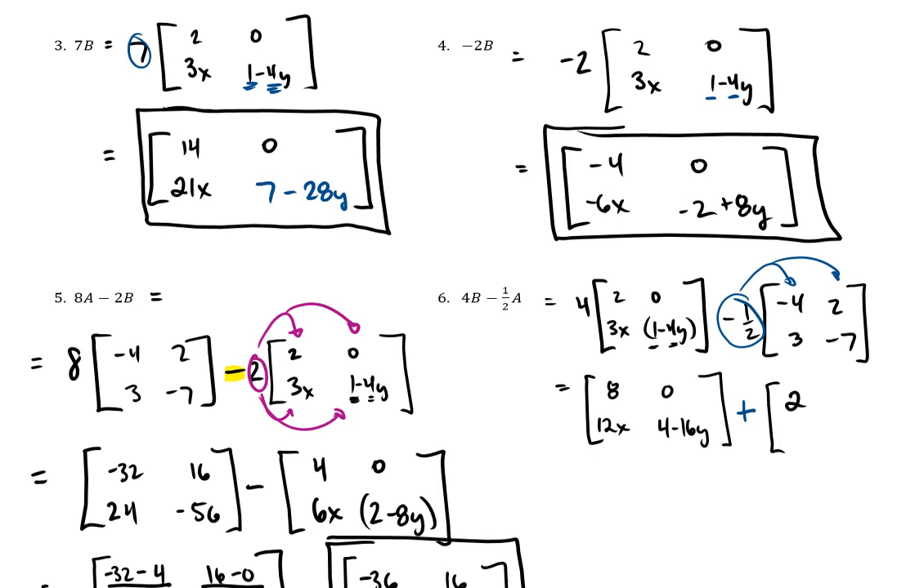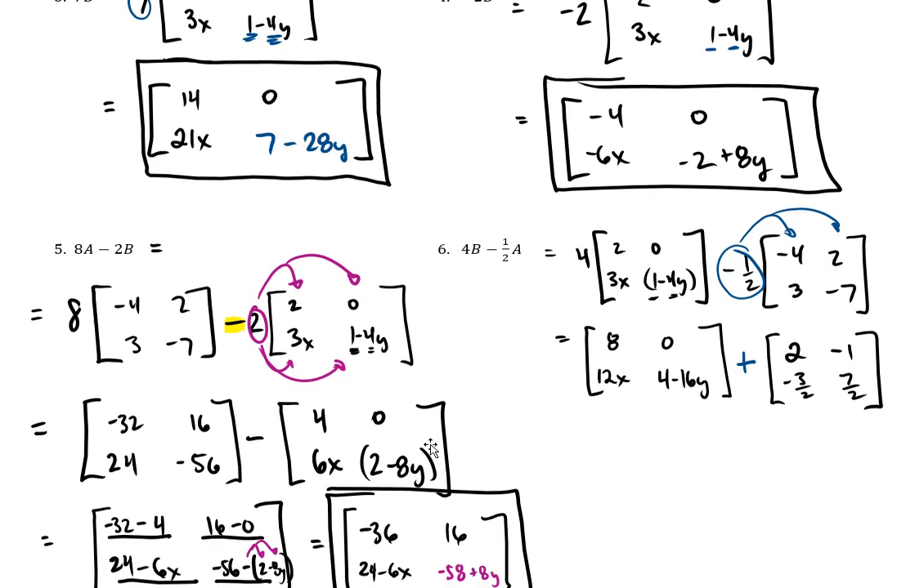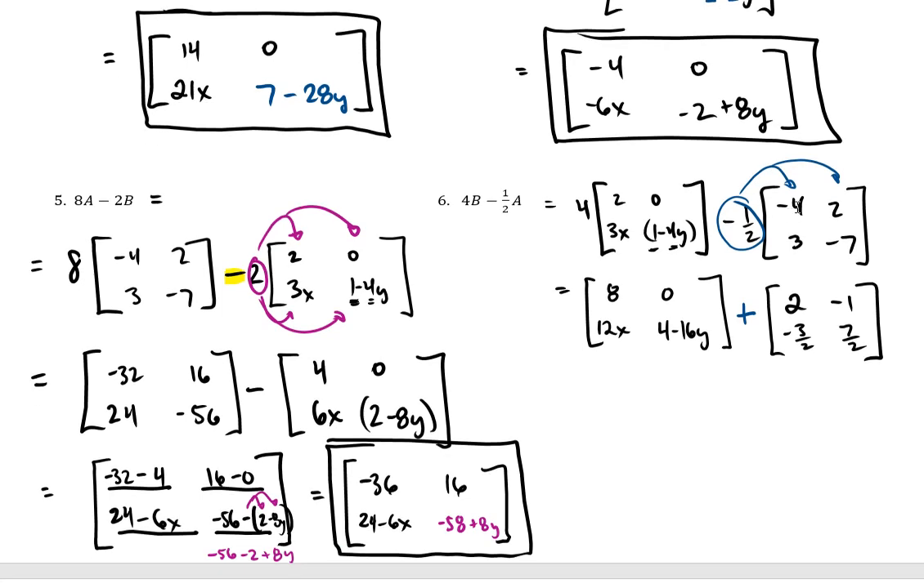4 divided by 2 is 2. Here I've got a negative 1/2 times 2. That would be negative 1. Negative 1/2 times 3, well, that would be negative 3/2 as a fraction. Negative 1/2 times negative 7 would be positive 7/2. Okay, so notice the difference here. On the first one, I kept them separate. Second one, I'm going ahead and doing the negative in the same step. It's just whatever you prefer.